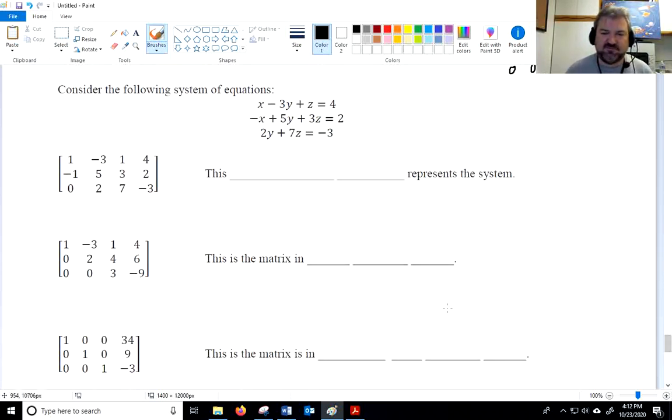Okay, consider the following system of equations. This is the augmented matrix, if I did it right: negative 1, negative 3, 1, 4, negative 1, 5, 3, 2, 0, 2, 7, negative 3. So we would say this is the augmented matrix that represents this system.